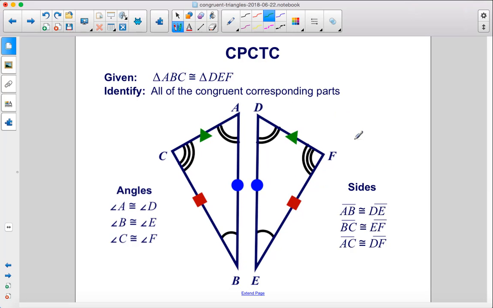Alright, and here we see that we are correct. Angle A is congruent to angle D. They both have 2 arcs. Angle C is congruent with angle F. Those both have 3 arcs. Angle B is congruent to angle E with 1 arc there. And the corresponding sides are also congruent.